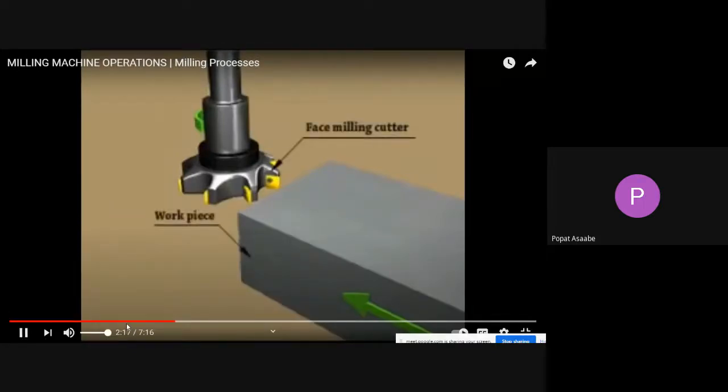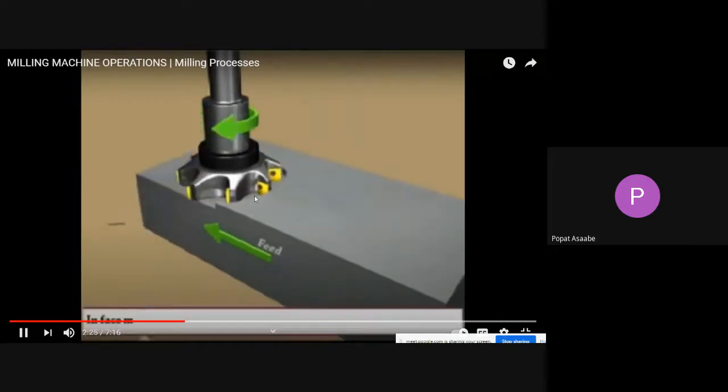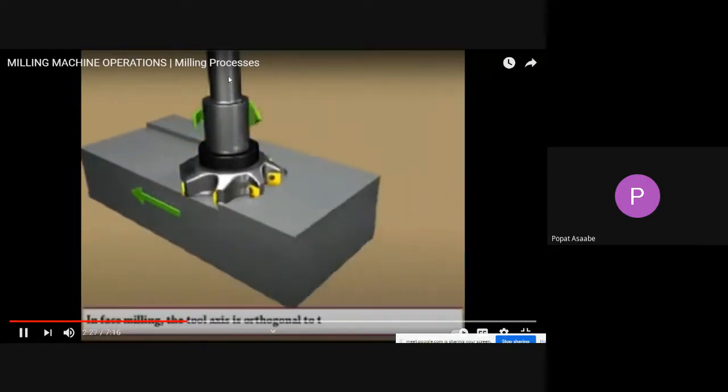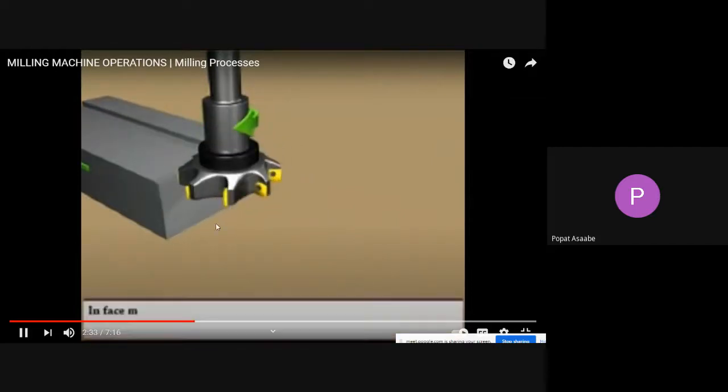Now see, this is the face milling. This is the face milling cutter, mounted in a vertical milling machine. In this manner we can perform the face milling. Here, the axis of your cutter is perpendicular to the face of your workpiece. This is the face milling.